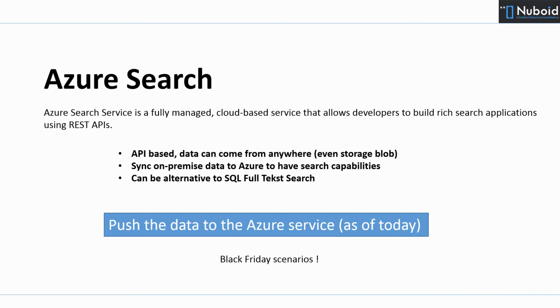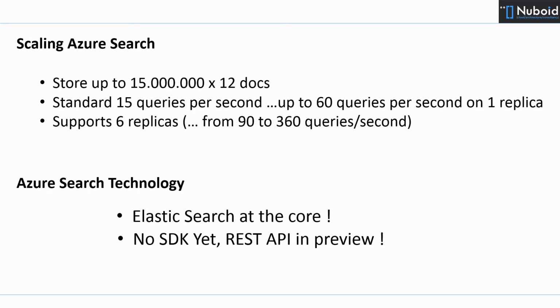You want to have more performance. So Azure Search is also scalable, and it scales in two options. First of all, you can store up to 15 million times 12 documents. And again, a document is not a Word document, it's just a bunch of JSON data that you put into the system. Standard, it can go to 15 queries per second, or even to 60 queries per second on one replica. And with replica, we mean kind of a virtual machine, a unit of performance.